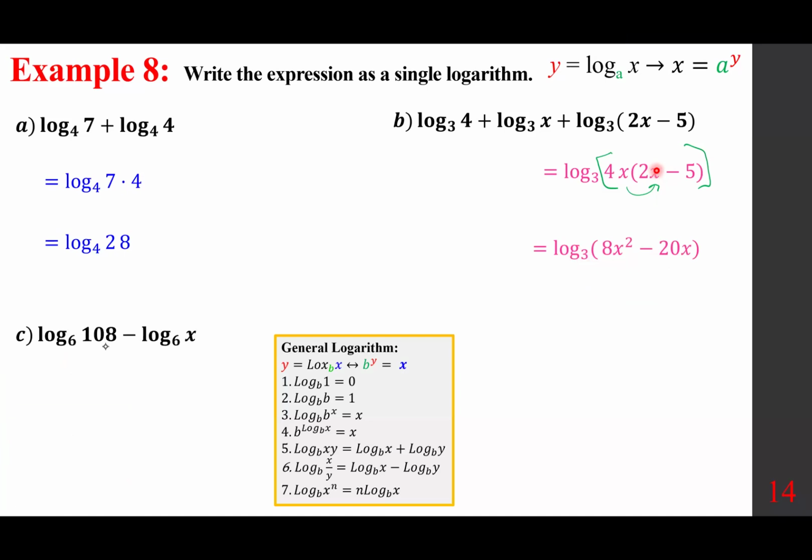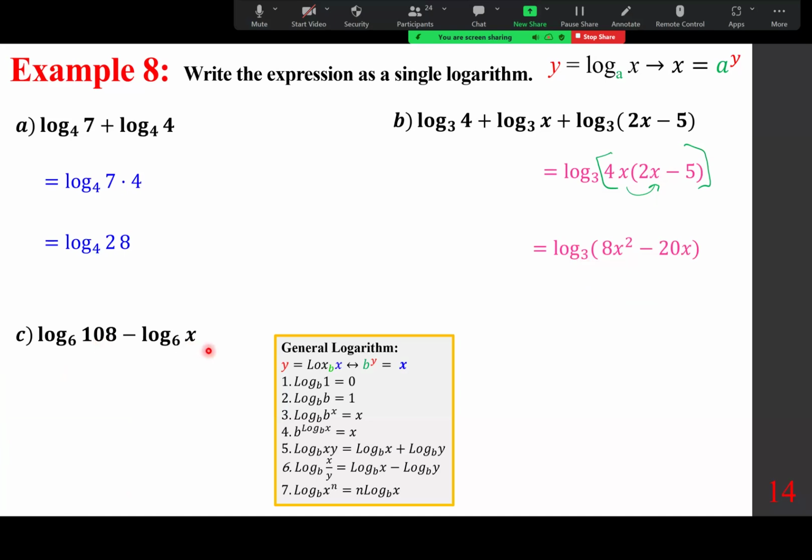Log base 6 of 108 minus log base 6 of x, and we use number 6, the quotient rule, and we're going to go from right to left. So log base 6 of 108 over x, and it doesn't simplify any further, because if this expression, we can combine them and simplify them, we must, as we did here. 7 times 4 is 28, we must.